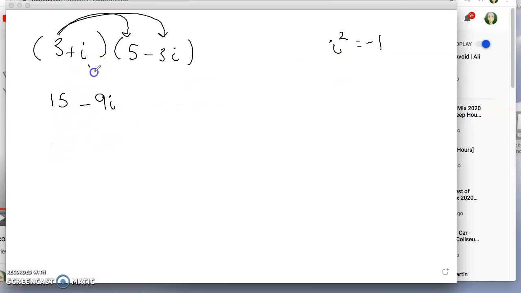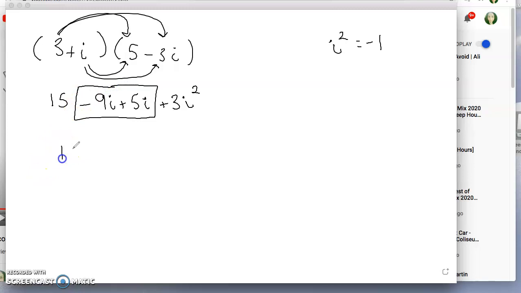So then we're going to distribute the i. So 5 times i is 5i. And i times 3i is positive 3i squared, right? Because I'm multiplying i twice. Now we're going to combine the like terms. I see that I have negative 9i plus 5i. So that's negative 4i.